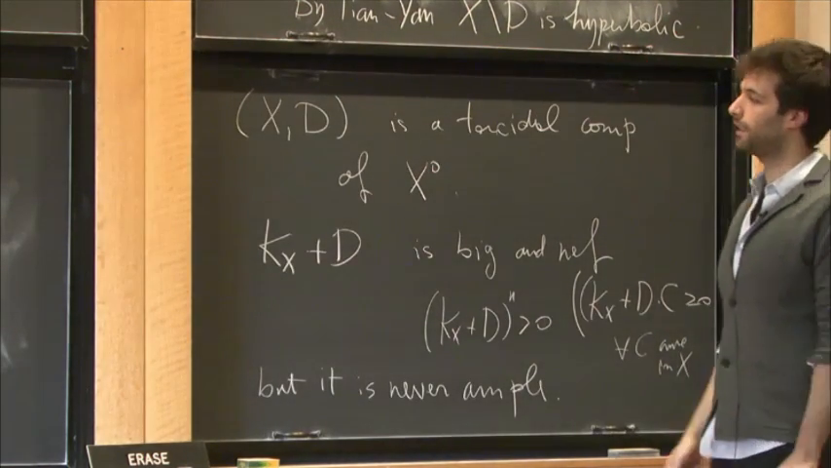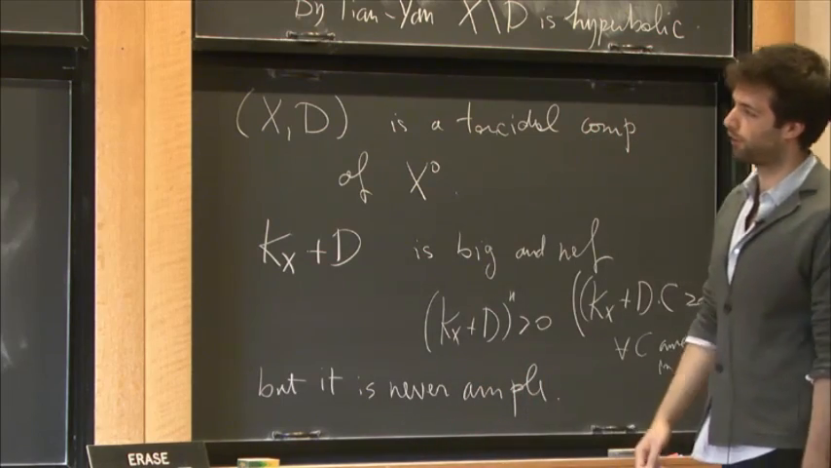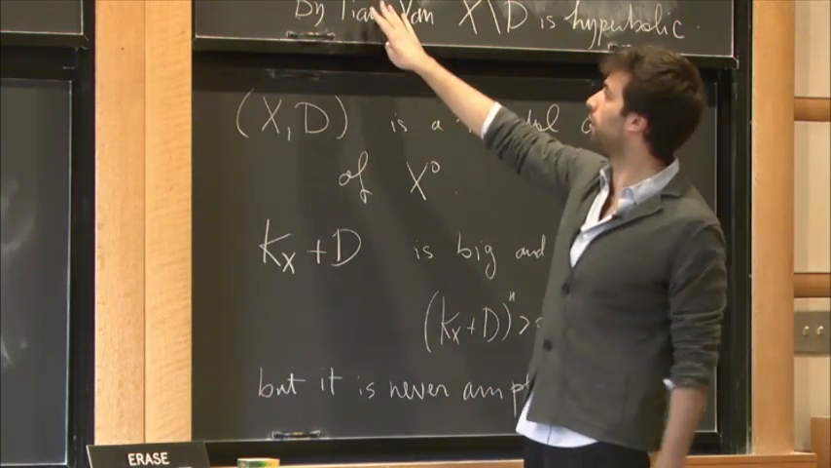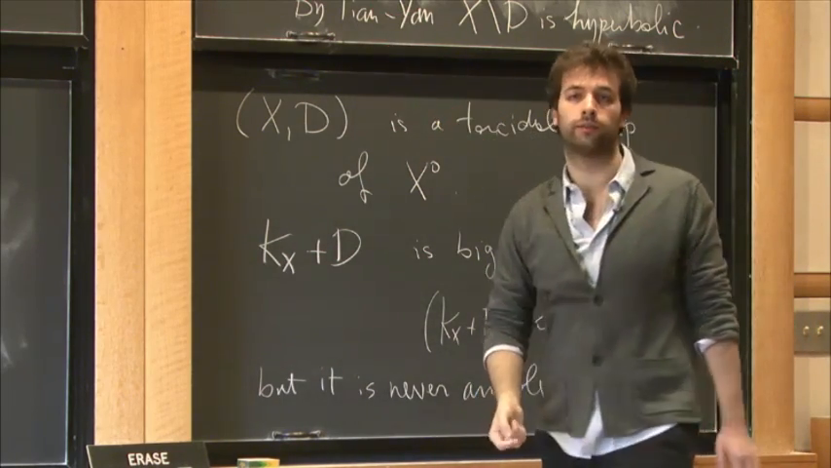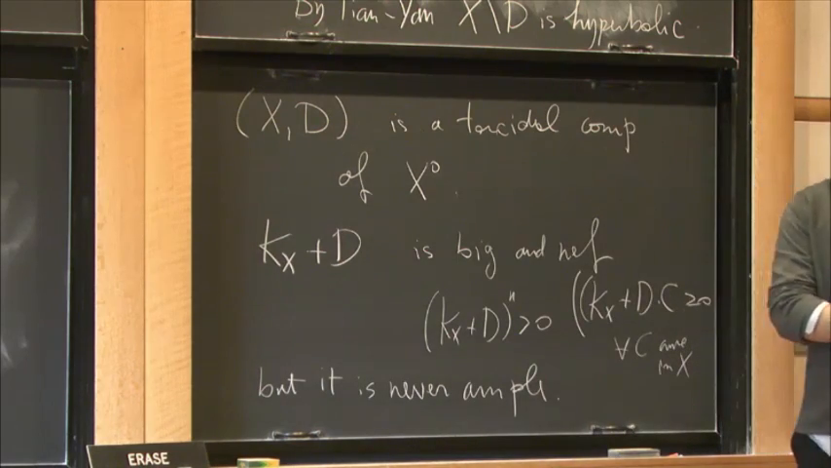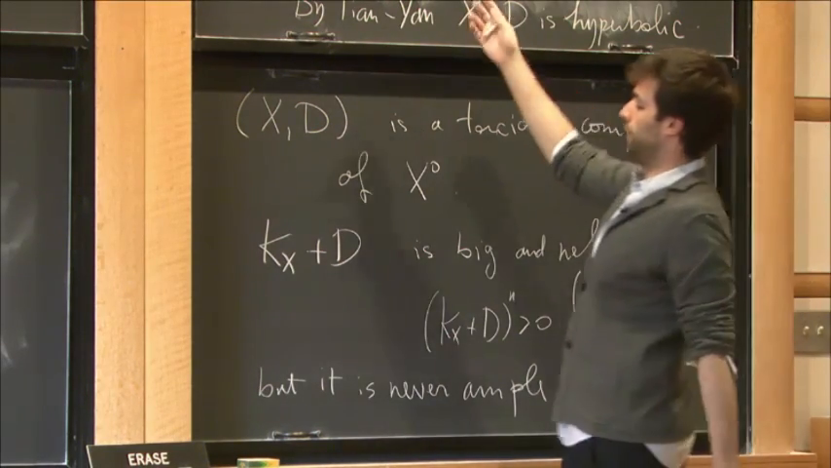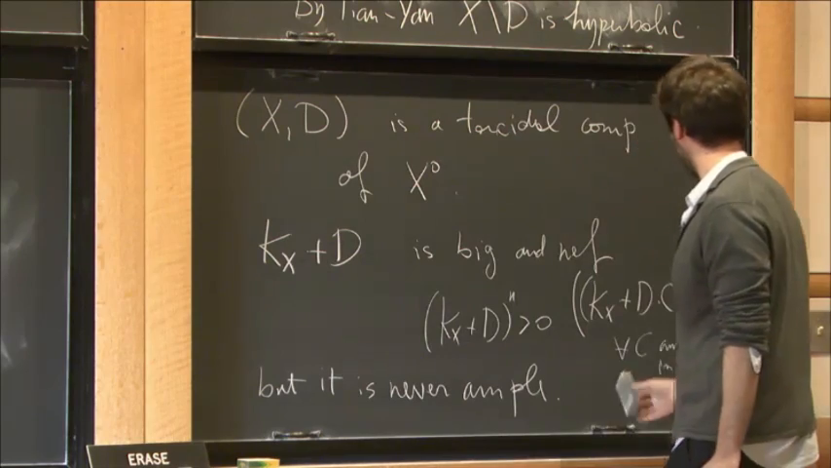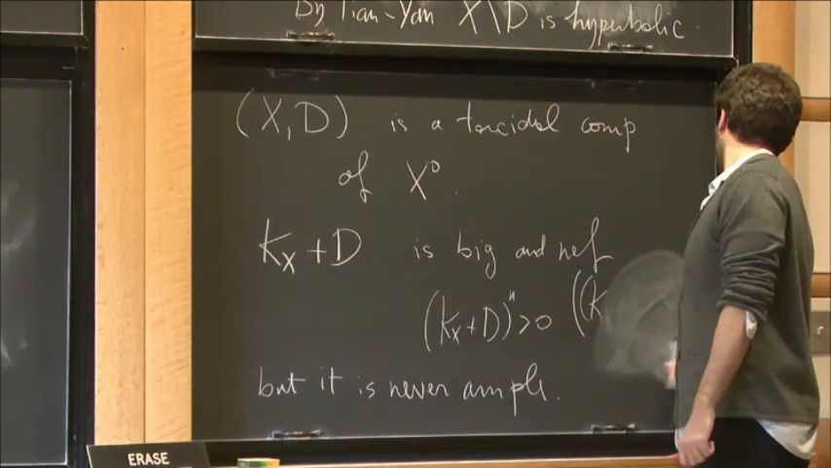So in particular, in this example, K_X has codimension 0 and is non-nef, because it's the blow up of something with trivial canonical class.